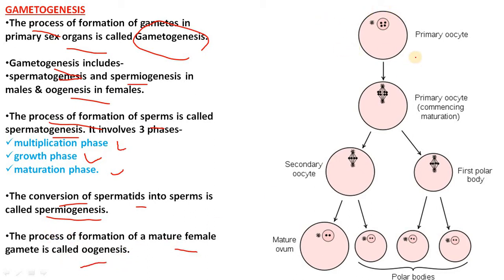Let's have a look at this picture. It is a primary oocyte. It gives rise to the primary oocyte, and when it matures, the secondary oocyte is formed, and apart from that a first polar body also forms, and from the secondary oocyte the mature ovum along with the secondary polar bodies are also developed.